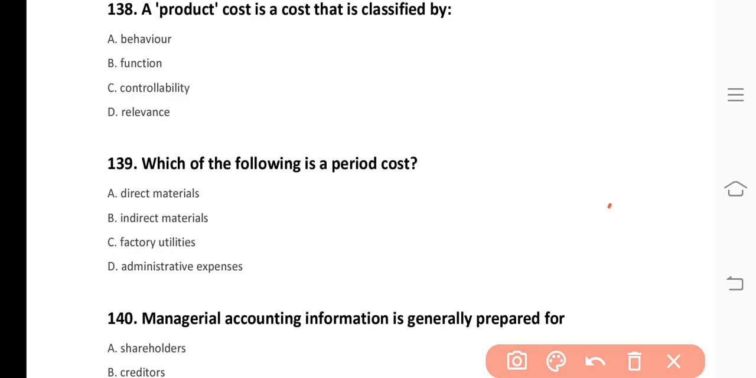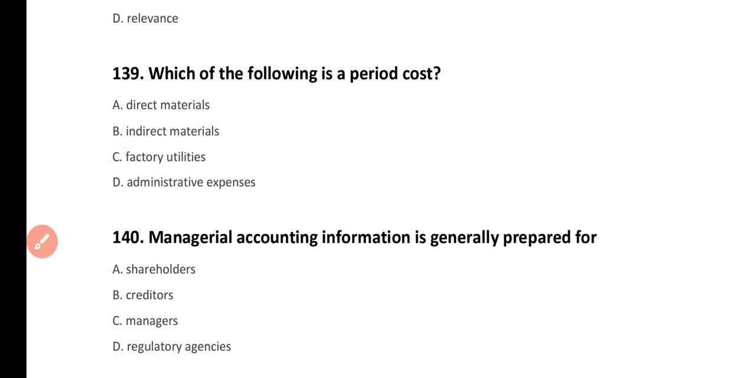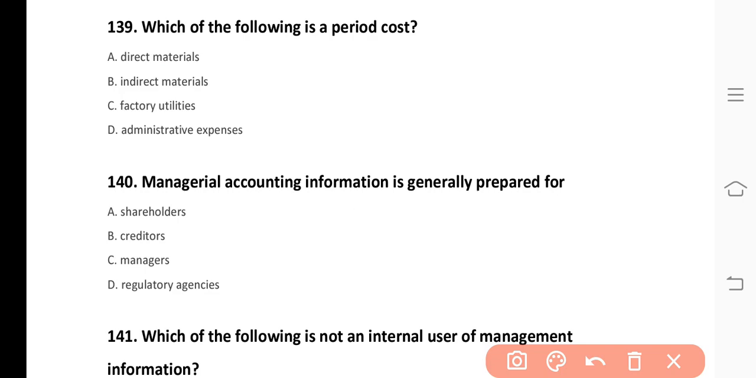MCQ number 138. A product cost is a cost that is classified by behavior, function, controllability and relevance. So the correct option is option B, function. A product cost is a cost that is classified by function. MCQ number 139. Which of the following is a period cost? Direct material, indirect material, factory utilities, administrative expense. Option D is correct. Administrative expenses are the period cost.